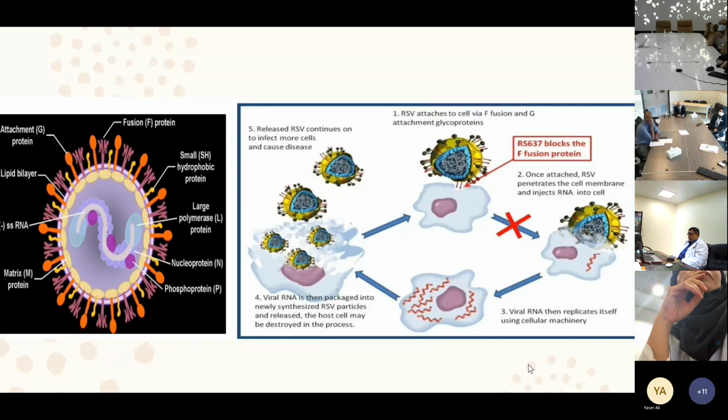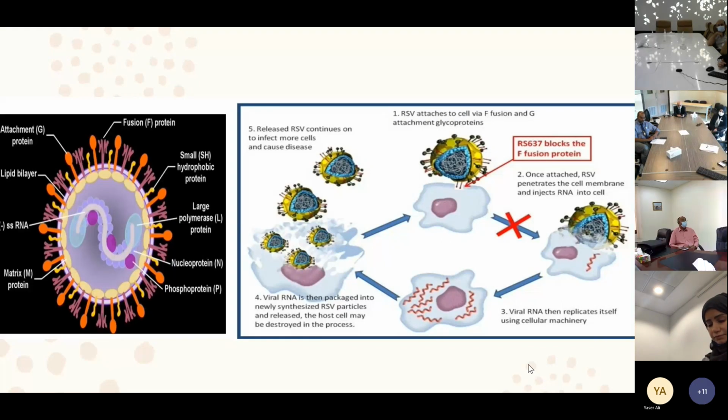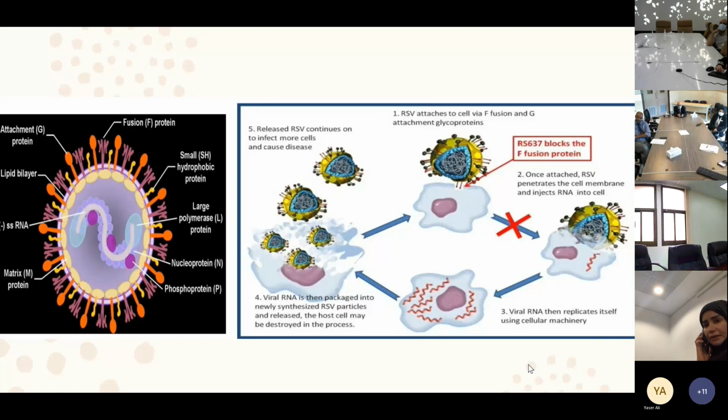Okay, so as we said, it's attached via F fusion and G protein. It penetrates the cell, injects the RNA, and it replicates within the cellular machinery. Then the viral RNA is packaged and synthesized, and the host cell will be destroyed in this process. And then the RSV will be released and infect more cells and cause more disease. Next slide.